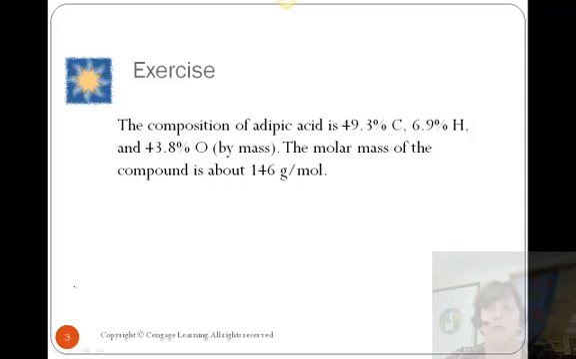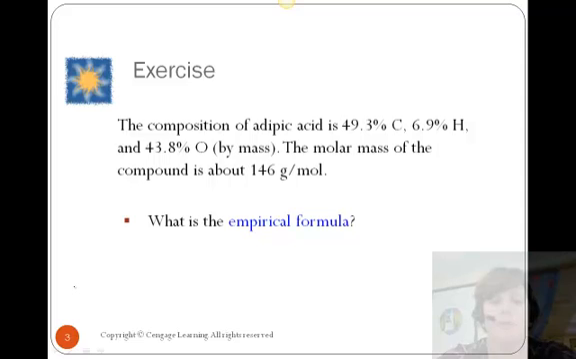So you should be familiar with questions like this one. This says the composition of this acid is 49.3% carbon, 6.9% hydrogen, and 43.8% oxygen by mass. Molar mass is 146 grams per mole. So the question is, what is the empirical formula? In other words, what are those subscripts? What are those lowest ratios? Sometimes an empirical formula can be a molecular formula, and we're going to find out in this case if it is. So remember, the subscripts are mole ratios.